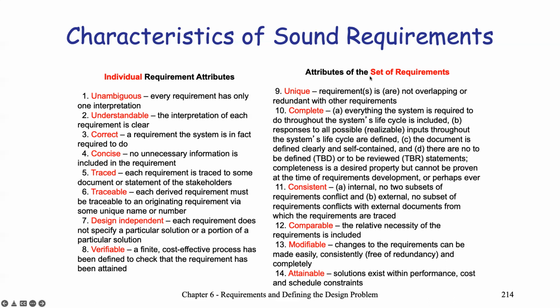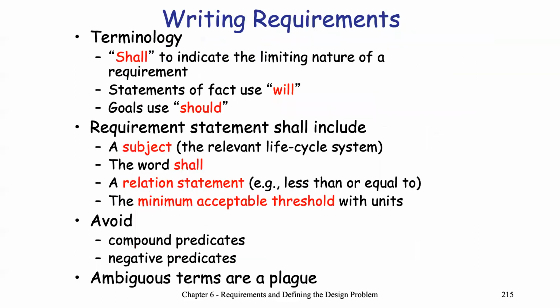Then we have maybe a set of requirements. To define a function or a capability, you need a set of requirements that together act towards a larger entity. Sometimes you might find requirements in a table. Once again, you want to make sure that the requirements are unique, complete, consistent, comparable, modifiable and attainable. It can be a little bit tricky when you have to have all of these things in concert to have a complete picture of what you're trying to do with the design.